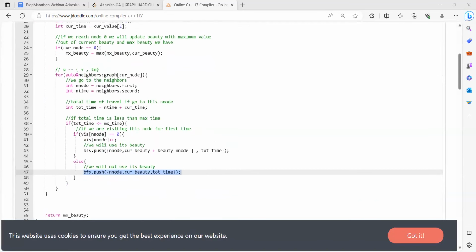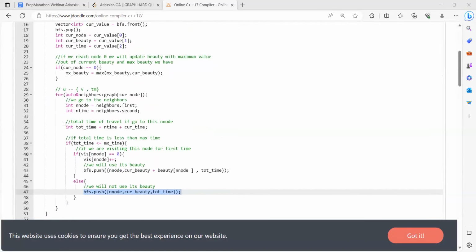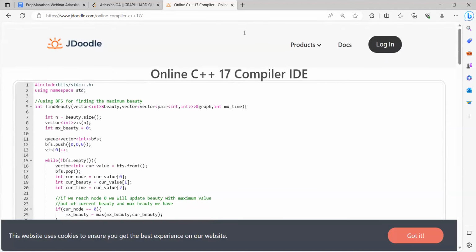But this condition you need to remember: you will only progress if the total time is less than the maximum allotted time. Then you will never end up in an infinite loop, because under the given constraints you can go to at max 10 roads only. You can use only 10 nodes, 10 roads. Okay, let us go to the next problem.